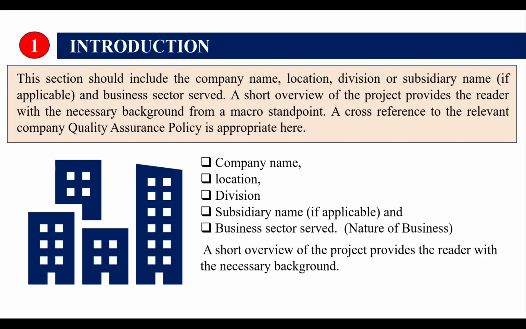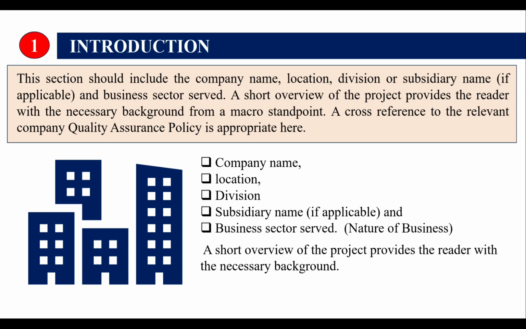First is the introduction. The introduction should mention the company name, the company location, division, subsidiary, and the business sector which it is serving. It also provides a macro level project overview and can cross reference the organization's quality assurance policy.